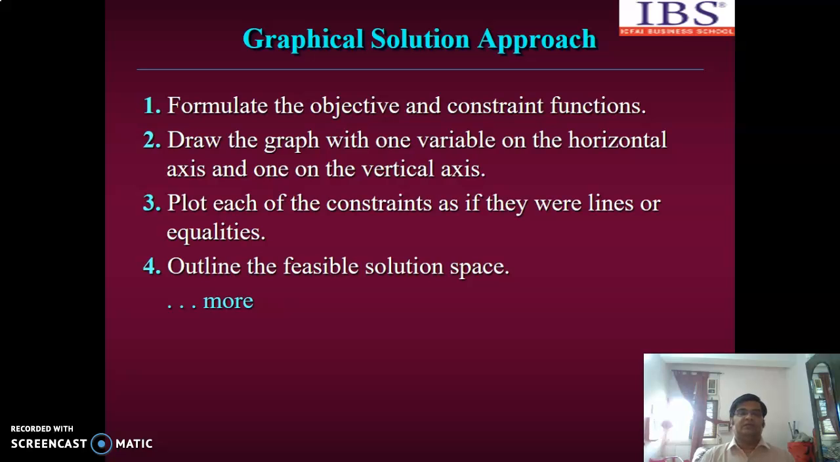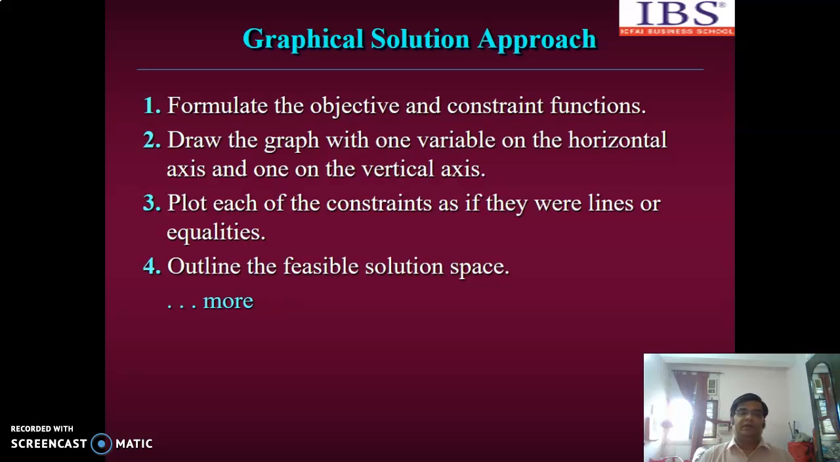The second step is that we will draw the graph with one variable on the horizontal axis and one on the vertical axis. Say we have an equation 2x1 plus 4x2 equals 5. So we'll take x1 on the x-axis and x2 on the y-axis and draw a straight line. As you know, it's linear programming, so the function is linear and we will draw straight lines. Next, we'll plot each of the constraints as if they were lines or equalities.